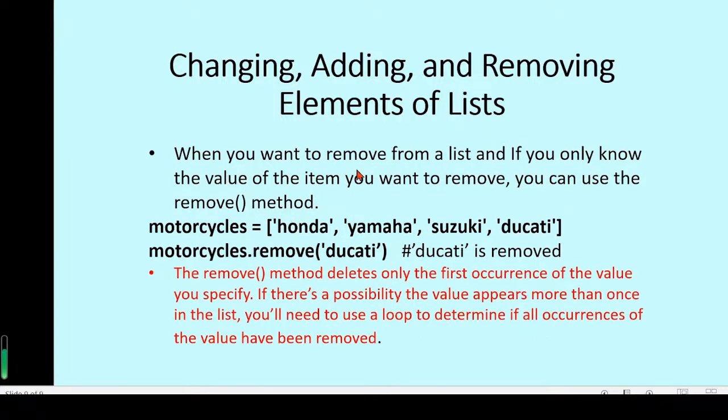When you want to remove an item from a list, if you know the value of the item you want to remove, you can use the remove method. So this is a list with 4 motorcycles. If we want to remove the item with this value, we can use motorcycles.remove Ducati. So Ducati is removed, but note the remove method deletes only the first occurrence of the value you specify. If there is a possibility the value appears more than once in the list, you will need to use a loop to determine if all occurrences of the value have been removed.